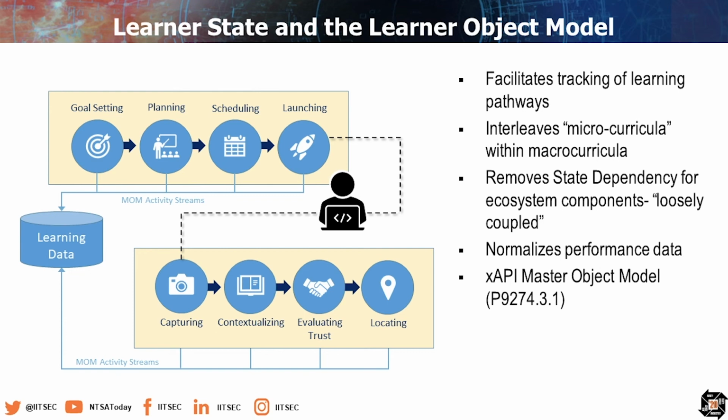There's no one component that's supposedly in charge of making sure this all happens. It's just data responding to messages. So in order to do that, we had to have a way to normalize not only the data that was coming in, but normalize where these devices were coming in within the overarching scheme of things. And that is the purpose of the learner object model.